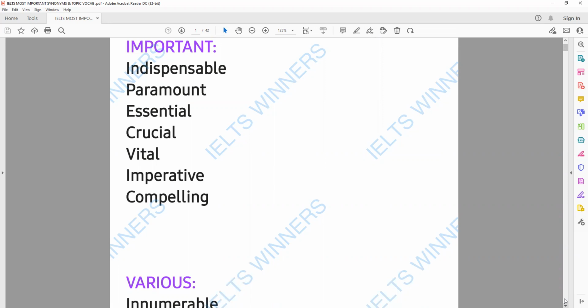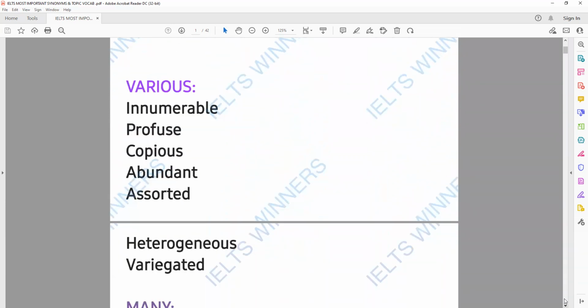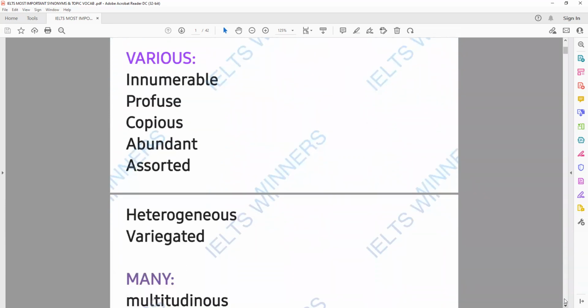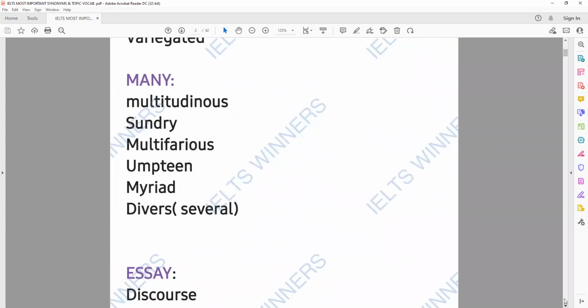So the first one is important, which is indispensable, paramount, essential, crucial, vital, imperative, and compelling. Next is various: innumerable, profuse, copious, abundant, assorted, heterogeneous, and variegated. Many: multitudinous, sundry, multifarious, myriad, diverse.